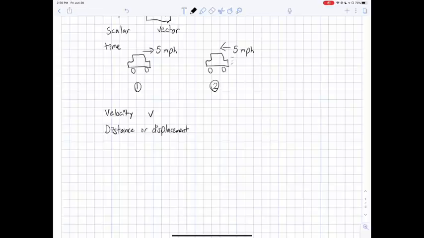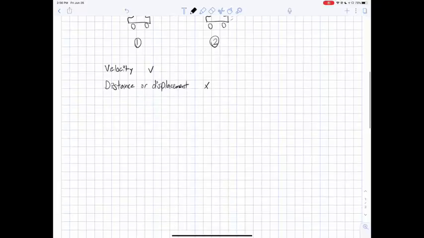Our variable for this is going to be x. Now, there is also a difference between distance and displacement. Distance has to do with your overall distance traveled.